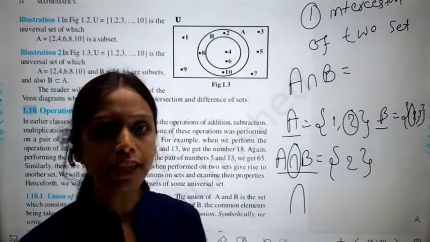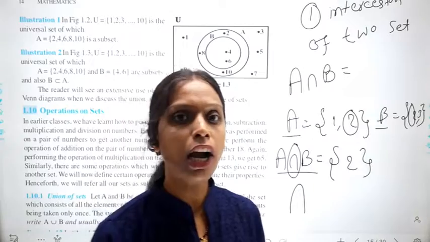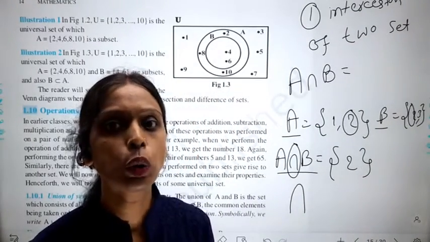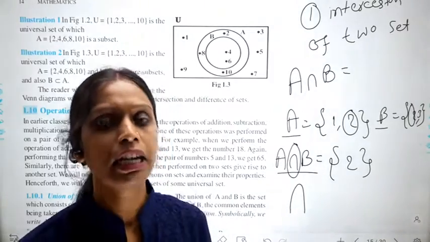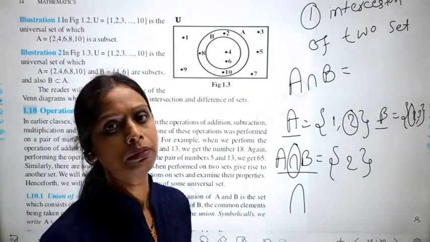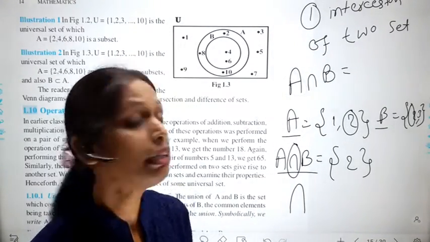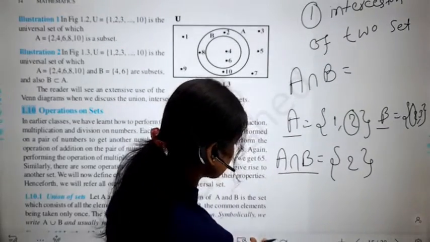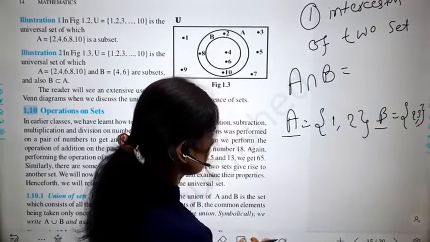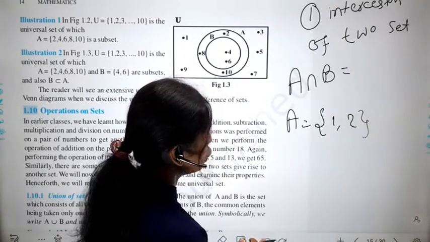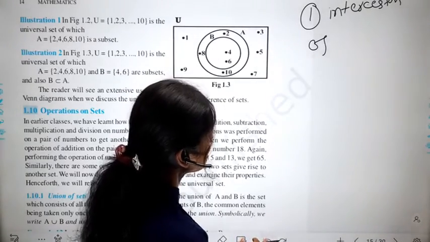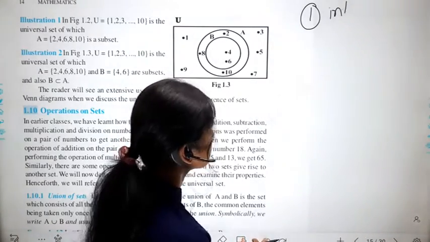Actually, what is intersection? Intersection is the collection of all those x such that x belongs to A and x belongs to B. Then this is called the intersection. Now the first operation is union, the second one is intersection and the third one is difference.